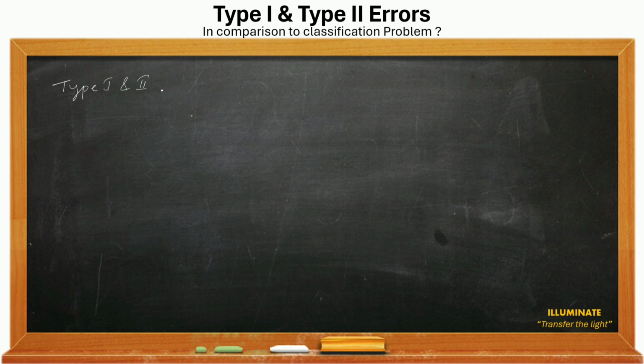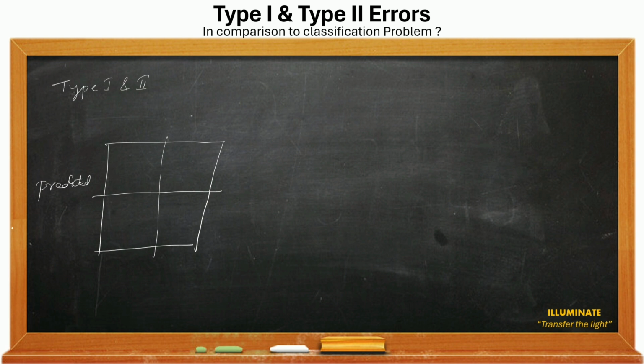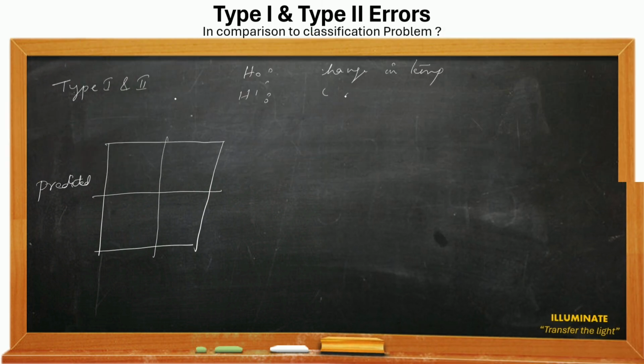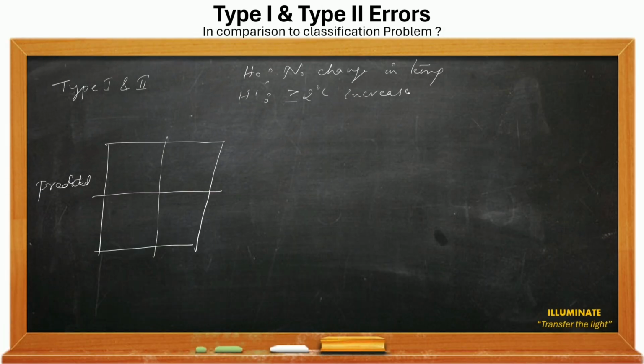So we had earlier drawn a confusion matrix. We'll continue with the same case study and same confusion matrix so that we are all on the same page in understanding this concept. We had a predicted, that means what are we saying about the data. So we were saying two things. One is null and alternate hypothesis, that is the null hypothesis was no change in temperature, and the alternate hypothesis was there is at least 2 degrees Celsius increase in global temperatures.